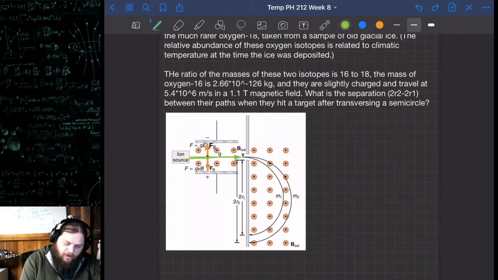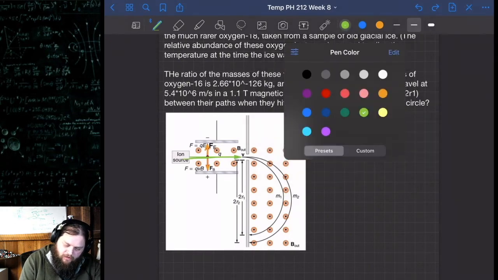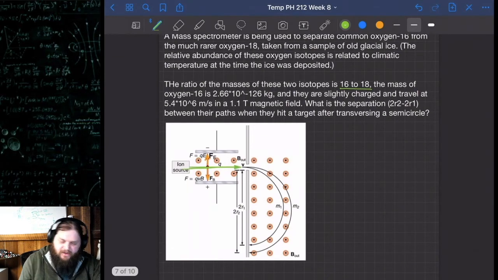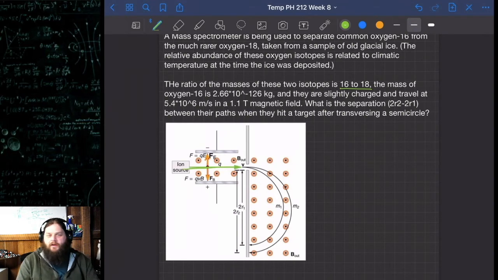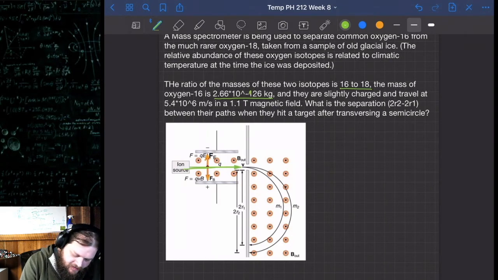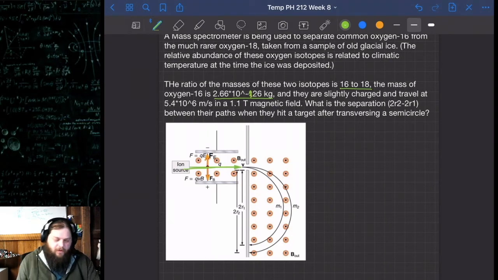And here we want to know the ratio of the masses, or it tells you the ratio of the masses, which are 16 to 18. That's oxygen 16 versus oxygen 18. So just telling you the total sum of neutrons and protons in the nucleus. It tells you the mass of oxygen 16 is 2.66 times 10 to the negative 26 kilograms.